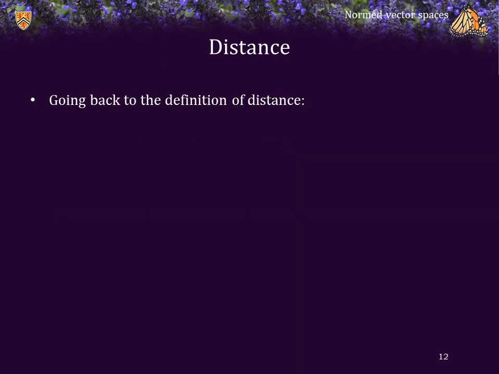Now, let's go back to the definition of the distance. First of all, if u is equal to v, then u minus v is equal to the 0 vector. Consequently, the distance between u and v is the 2 norm of the 0 vector, which is equal to 0.